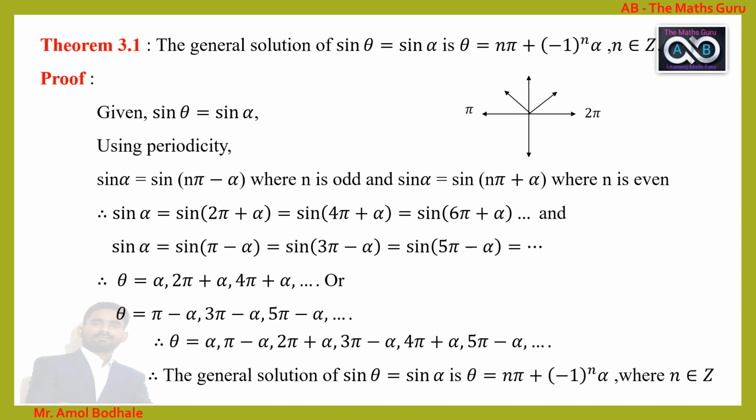So we can write theta equal to n pi plus minus 1 raised to n alpha. Now you can see here, if we put n as an odd number, then we will get the solutions pi minus alpha, 3 pi minus alpha, and so on. And if we use n as an even number, then the solutions will be 2 pi plus alpha, 4 pi plus alpha, and so on. So here we can say theta equal to n pi plus minus 1 raised to n alpha, where n belongs to Z, is the solution.